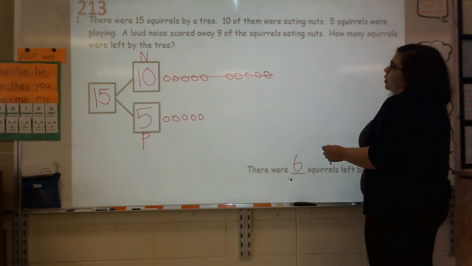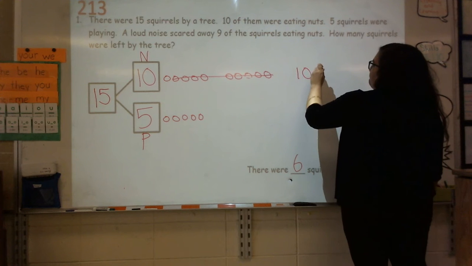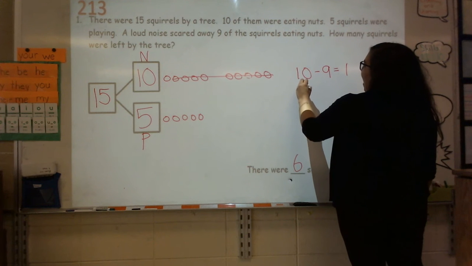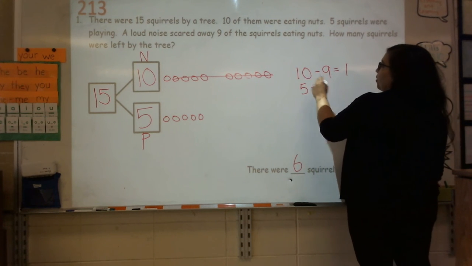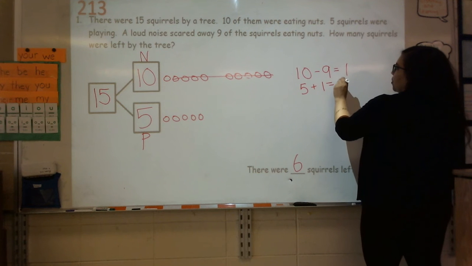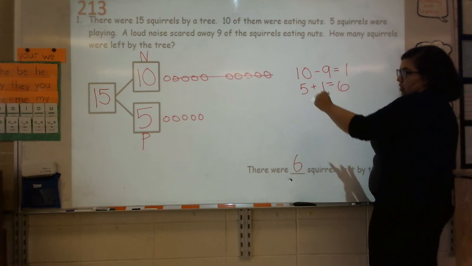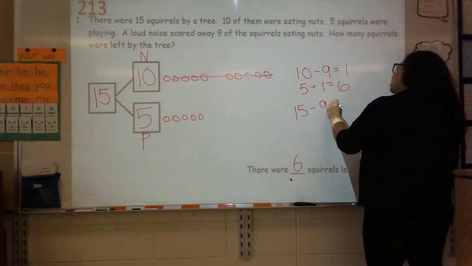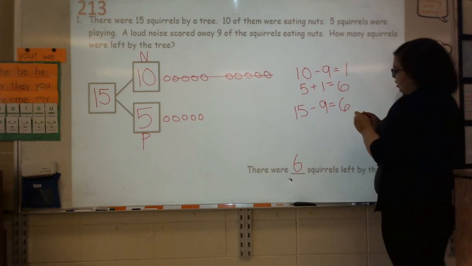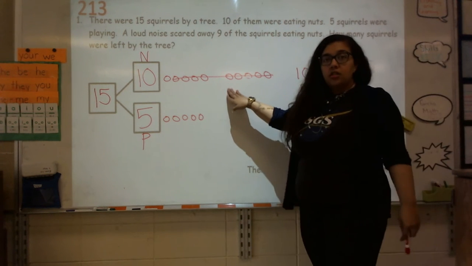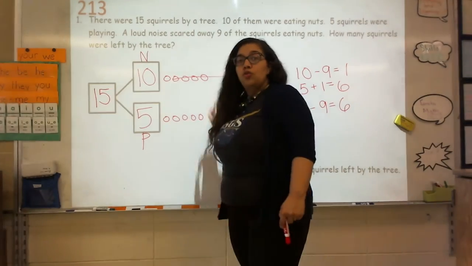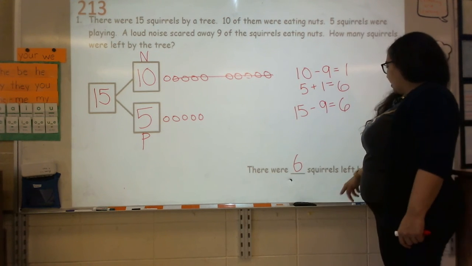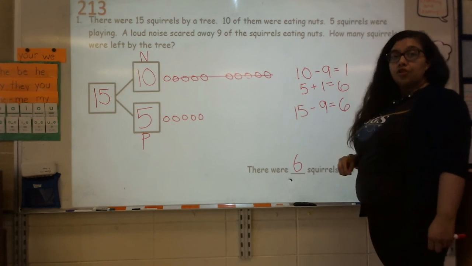We can also use a number sentence. So what we did here, we did 10 minus 9. We said that was equal to 1. We then added the 5 playing and the 1 that was still eating nuts, and we said that gave us 6 squirrels, which means 15 minus 9 is equal to 6. This is the work we just did. Here are our pictures. We counted all. I showed you counting on, and then here are the numbers that match the picture work we did to find out that there were 6 squirrels left by the tree.